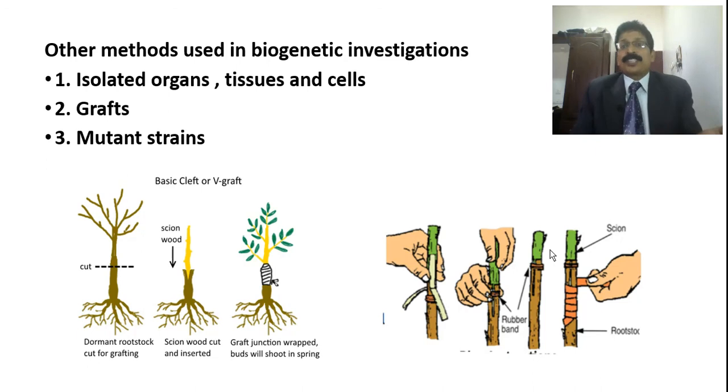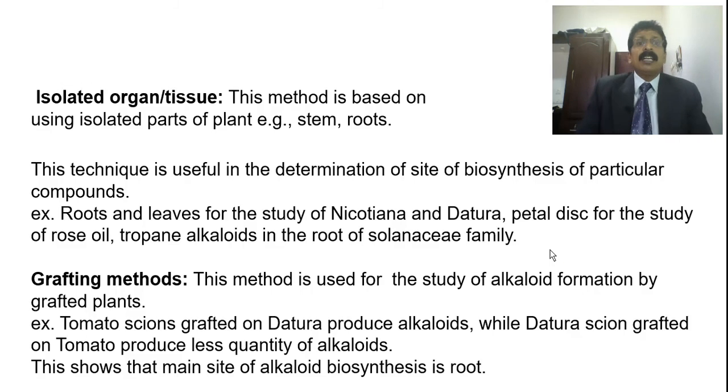You can see both the pictures, and you can even wrap it around with a thread so that it will have a compact union with cell to cell contact, and so that they will have the natural interchangeable activities of their biochemical reactions. And isolated organ tissues, this method is based on using isolated parts of the plant, stem, roots. This technique is useful in determination of the site of biosynthesis of a particular compound.